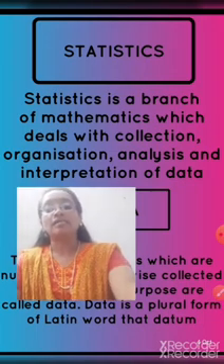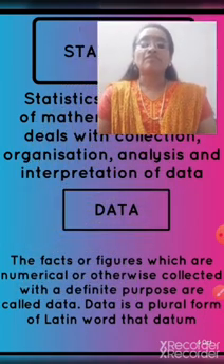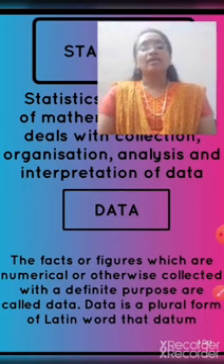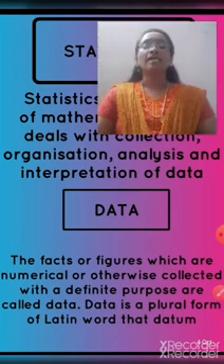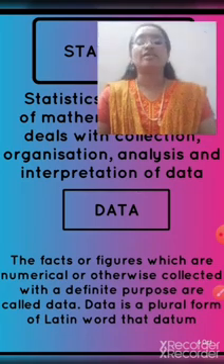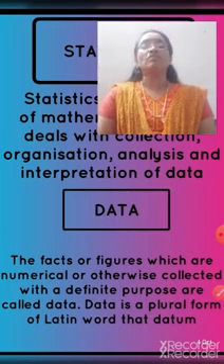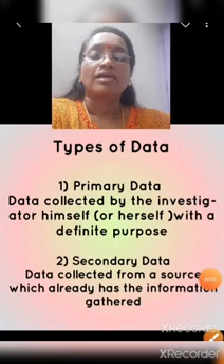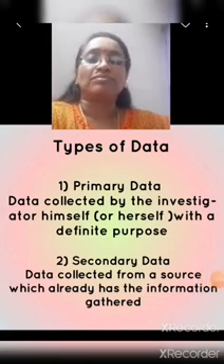So what is data? Data means the facts or figures which are numerical or otherwise collected with a particular purpose, a definite purpose, are called data. This data is a plural form of Latin word datum. There are two types of data.